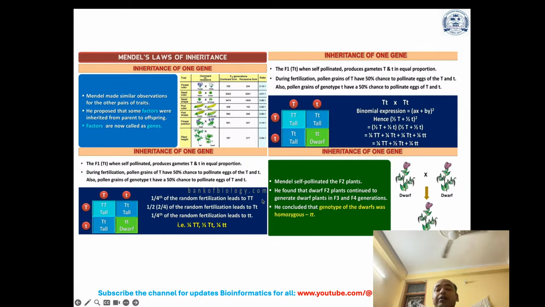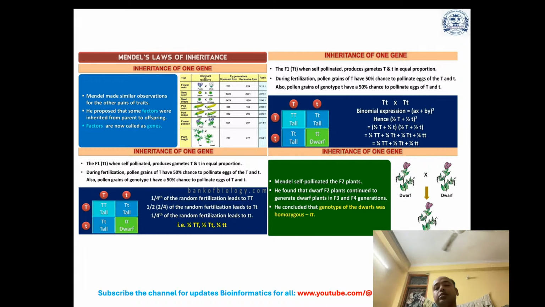So Mendel self-pollinated the F2 plants. He found that dwarf F2 plants continue to generate dwarf plants in F3 and F4 generations. He concluded that the genotype of dwarf was homozygous, that is small t.